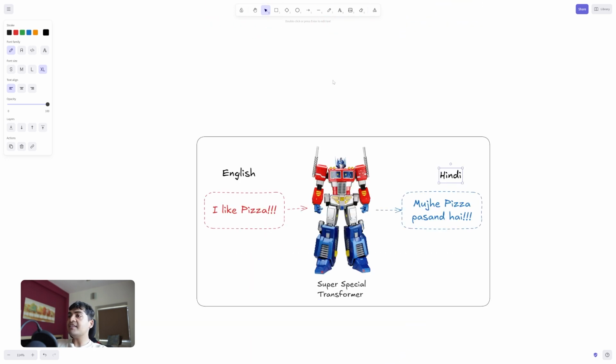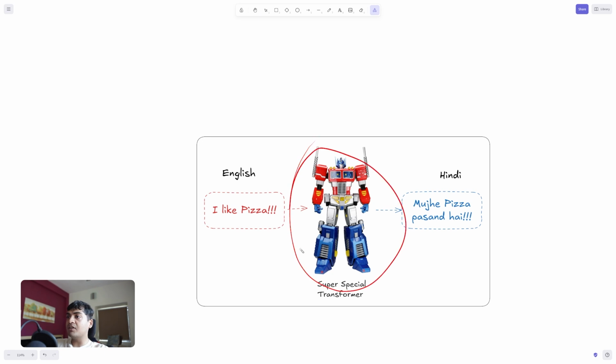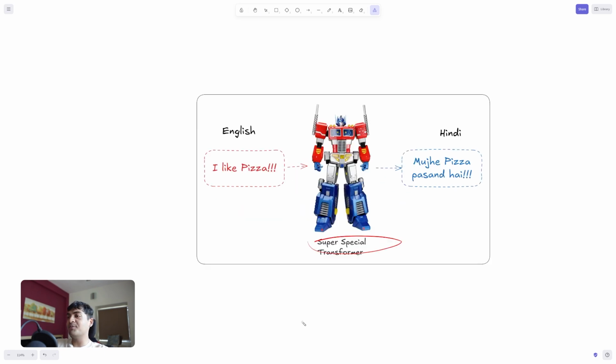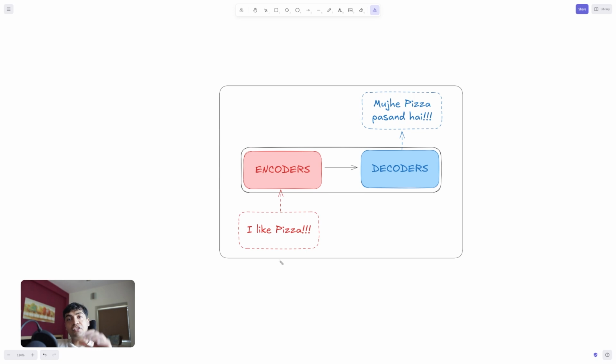So inside this black box that we have, the transformer, the super special transformer, we have an encoder block and a decoder block. Well, actually, there are multiple encoder and decoder blocks, but we'll go into that later in the video. So meanwhile, let's assume there is a single encoder block and a single decoder block. What the encoder block does is it takes your input in whatever language you have and translates that into an intermediate language that the machine understands.